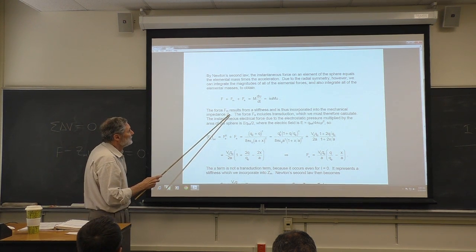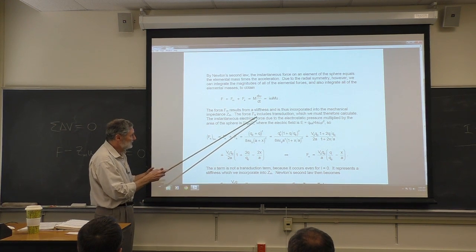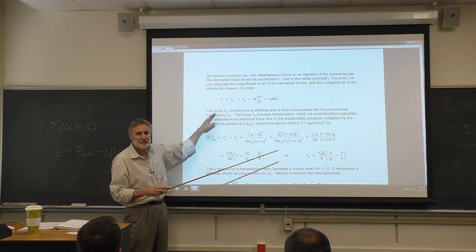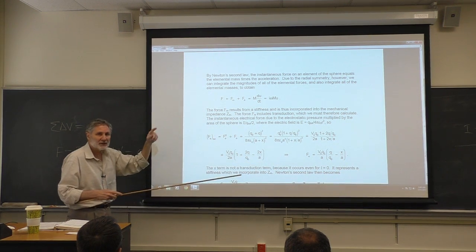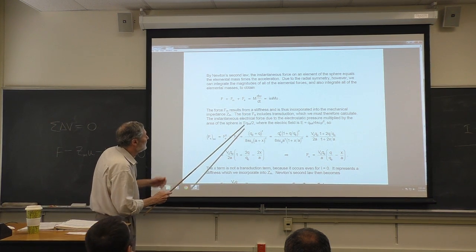Now, this comes from the elastic stiffness. That's going to be incorporated into the mechanical impedance, just like we incorporated the capacitor. We're going to assume a general mechanical impedance, like we did a general electrical impedance.